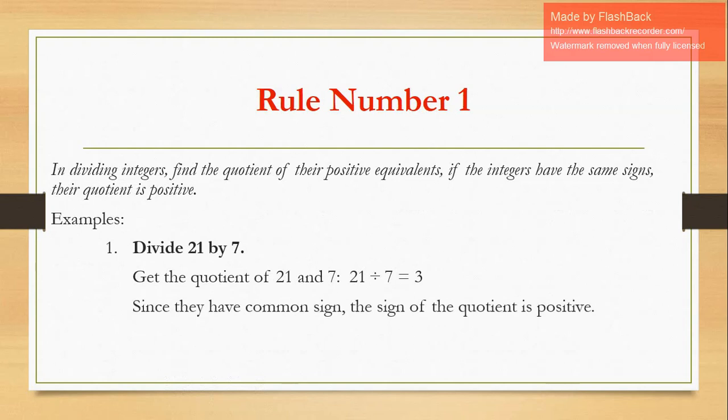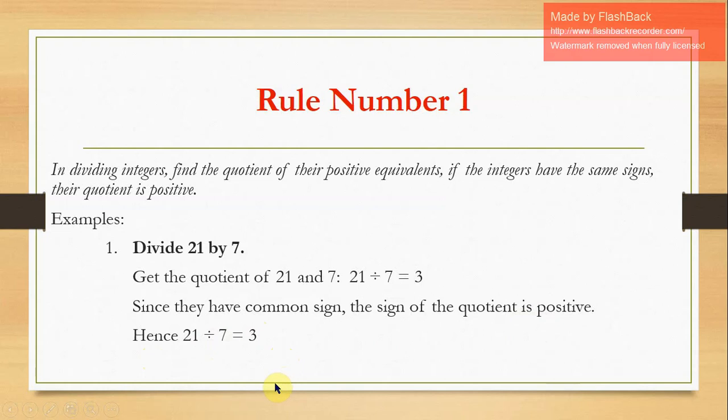Then, look for the sign. What is the sign of 21? Positive. What is the sign of 7? Also positive. Therefore, since they have common sign, the sign of the quotient is also positive. Hence, 21 divided by 7 is equal to positive 3.